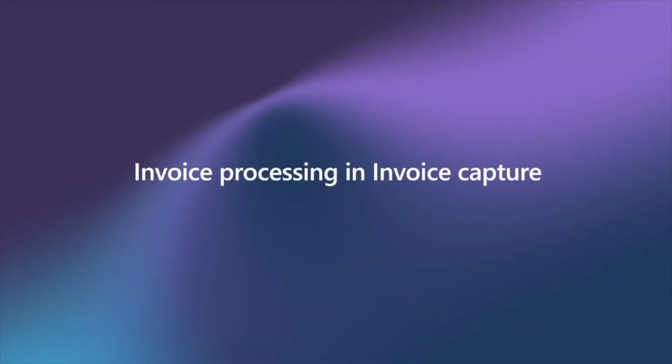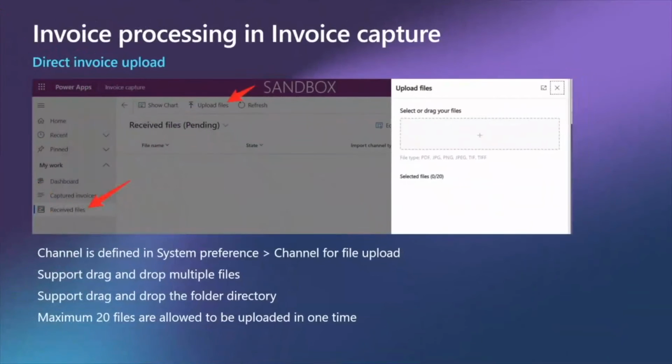So next is about the invoice processing, the invoice capture side. As previously, a customer can define different channels to receive the invoices. And as an auto box, we provide the direct upload function, and it appears in the receiver files. By clicking that and dragging and dropping the files, you can do the direct upload to the invoice. And there is a limitation that we can only handle 20 files in one-time upload.